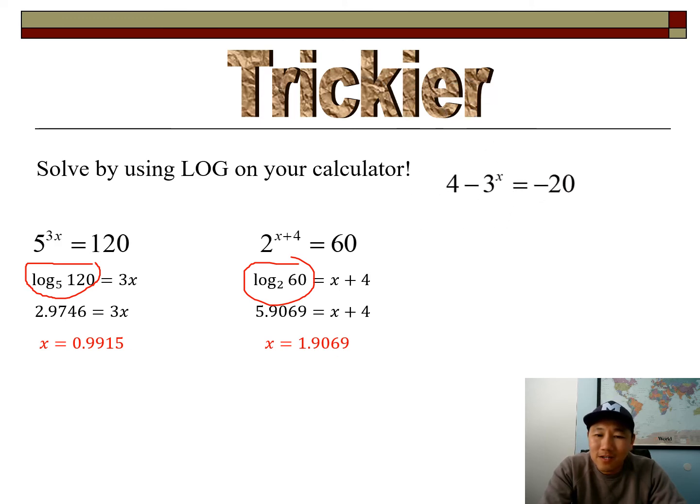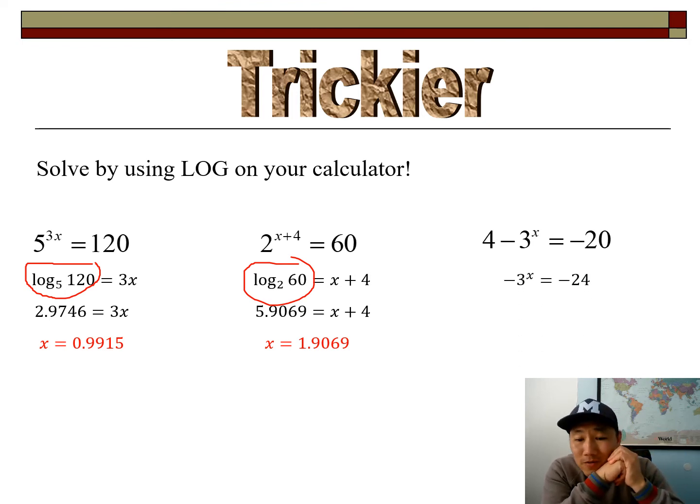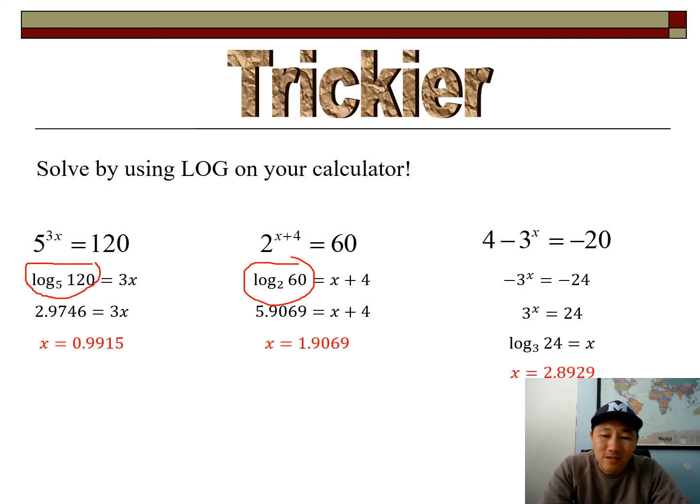Looks like there's another one. Ooh, this one's only a little bit tricky, only because there's a 4 in the very front. What do you think you're going to do to that 4? Bring it to the other side, subtract 4 from both sides. But then we have another problem. We have negatives on both sides. Let's go ahead and multiply both sides by -1. And we have 3 to the x equals 24. Change it to log form, and then punch it in your calculator. There it is. You can barely see the answer, but it's 2.8929.